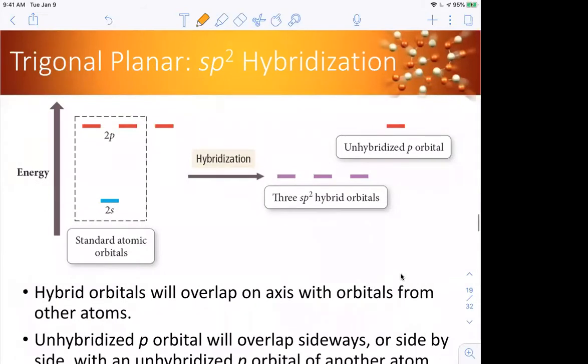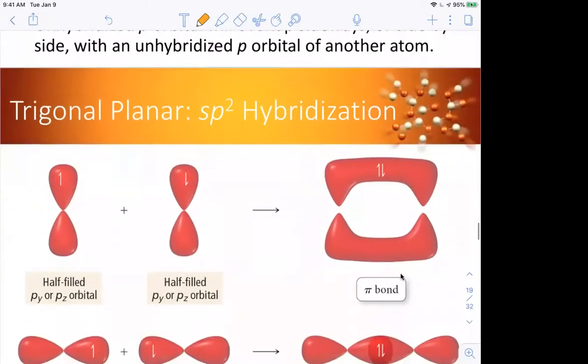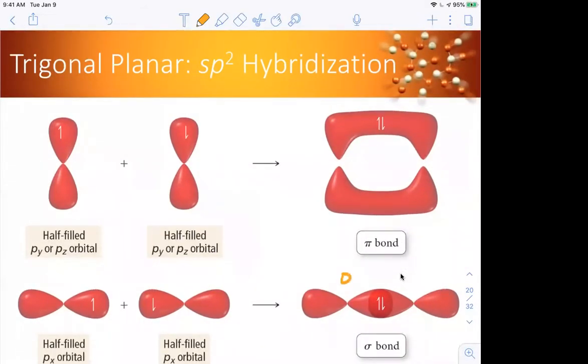Now, let's look at this again. I combine the 2 p's and then that s orbital. I'm only combining 3 orbitals. This gives me sp2. I still have the unhybridized p orbital available. So these hybrid orbitals will overlap on the axis with orbitals from the other atoms. My unhybridized p orbital is going to do that sideways, side-by-side overlap. And that's how I get a double bond. So here's my sigma bond, which is my head-to-head overlap. And here's my pi bond, which is my p unhybridized to p unhybridized overlap.